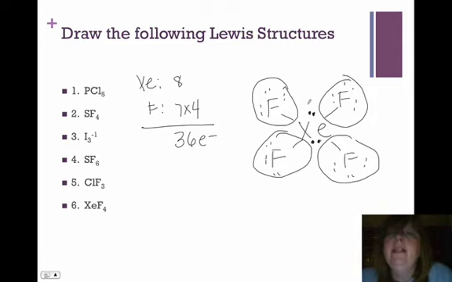Bring these drawings to class. We're going to build a model, and then we're going to talk about the polarity of these molecules.